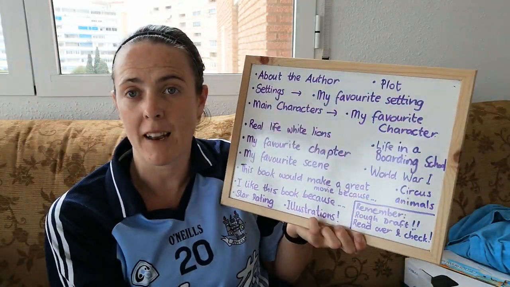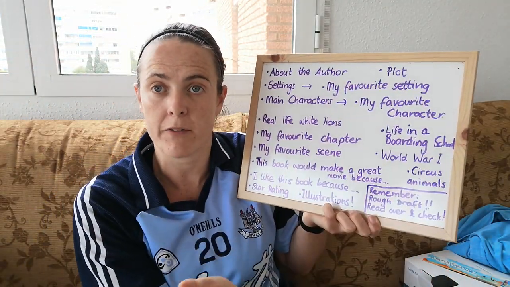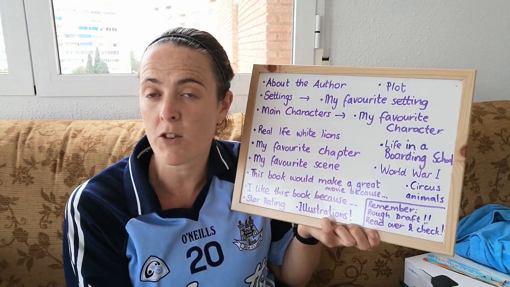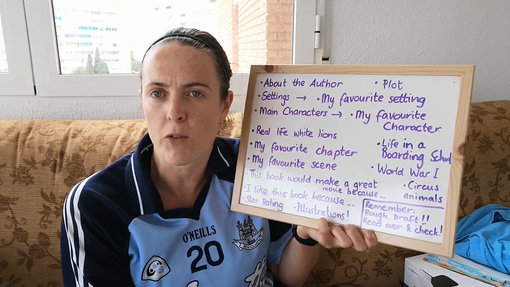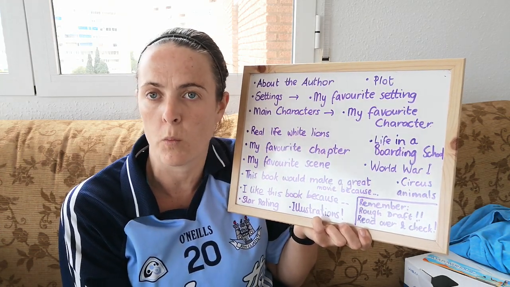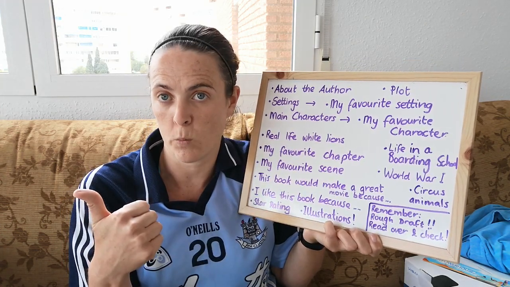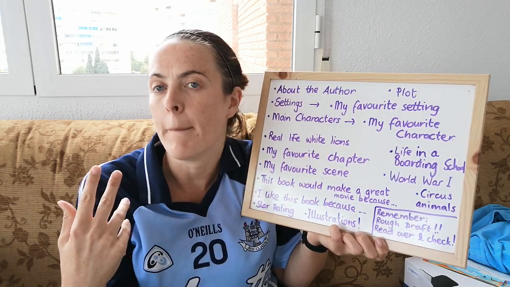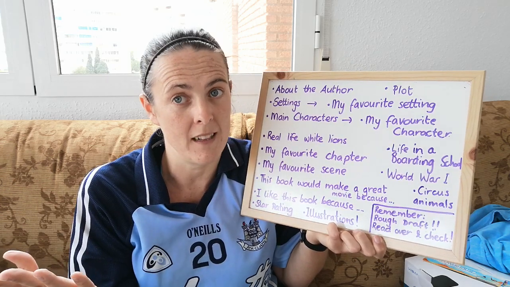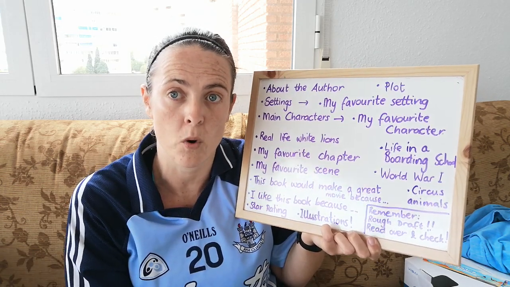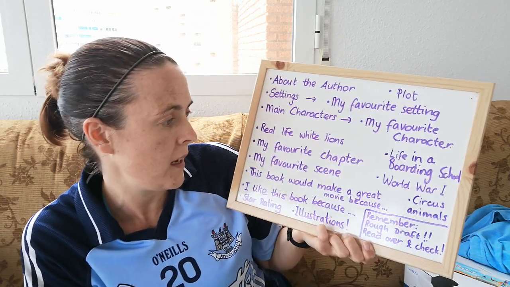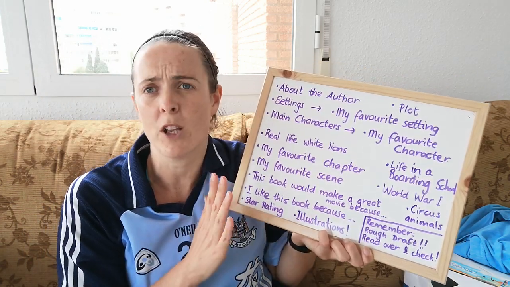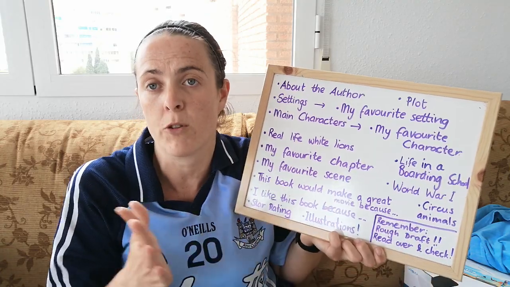You could do a section about life in a boarding school, about how it's different to normal school. You could do a section about World War I if you wanted. You could look up some of the details and again, just write a few sentences about World War I. Maybe who was fighting in World War I, when did it take place, maybe how many people died, because that's a very sad part of war, the amount of casualties. Okay, you could maybe do a section about circus animals. Now look, you don't need to do all of these sections, I'm just giving you ideas.